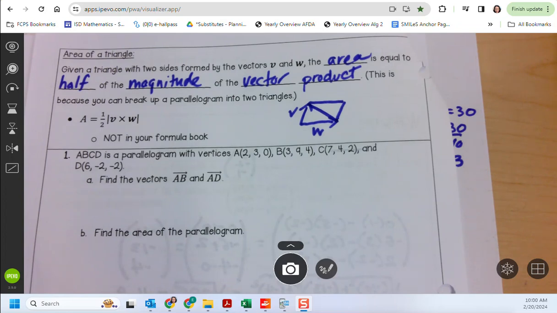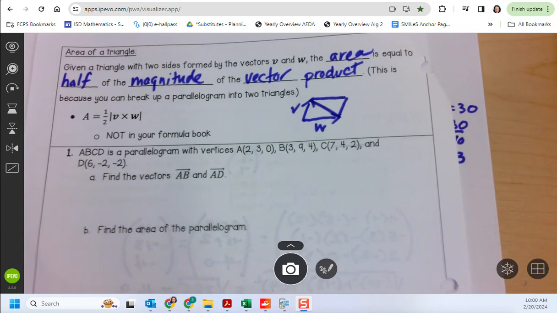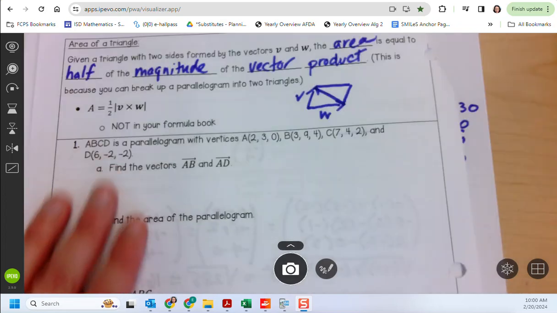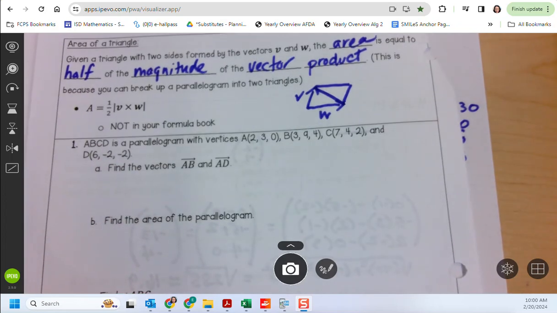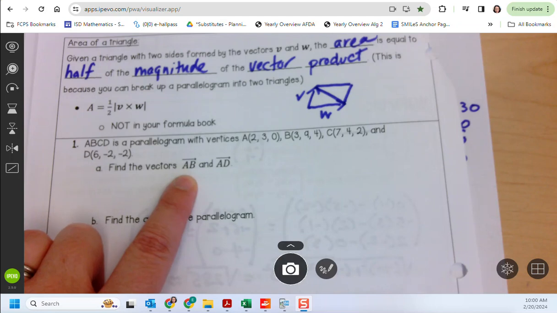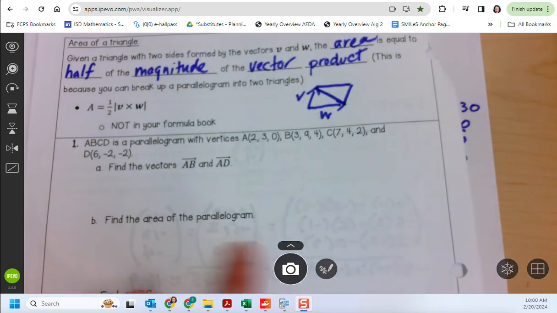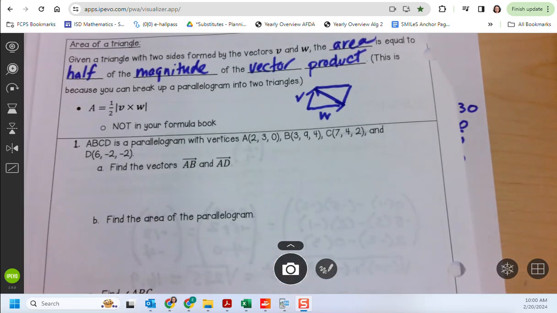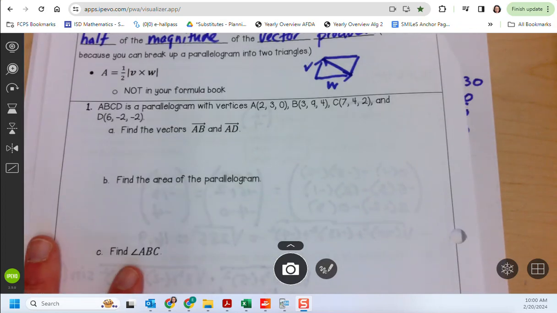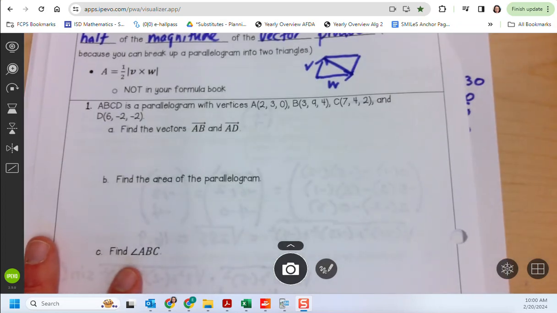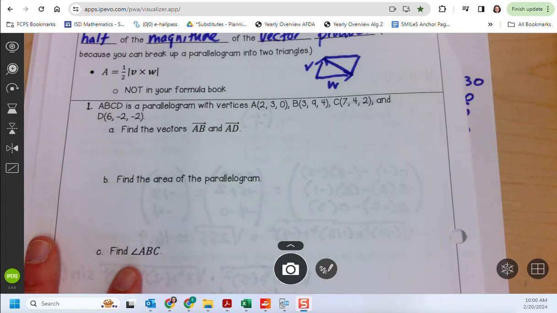Okay. I would like you to quietly see how far you can get in problem 1. You're going to start by finding the vectors for AB and AD. Then you're going to find the magnitude of the vector product to find the area. And then let's see if you can find angle ABC. You might not remember how to do all of that right now, and that's okay. I do want you to work quietly so people around you are testing. And if you need me to check part of it so that you can move forward, I can do that as I walk around.